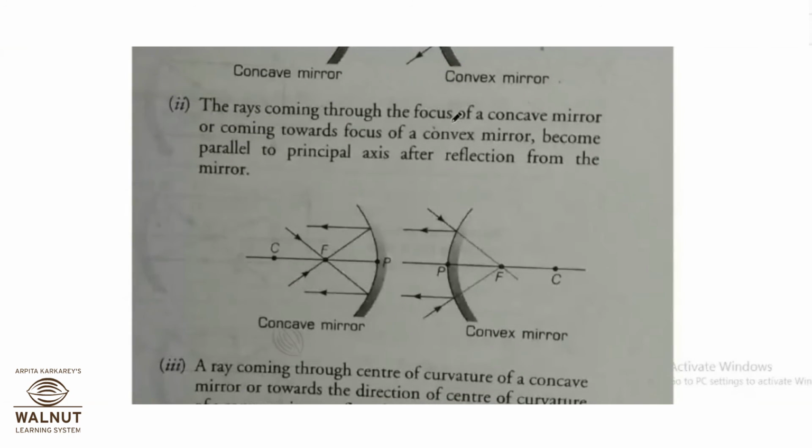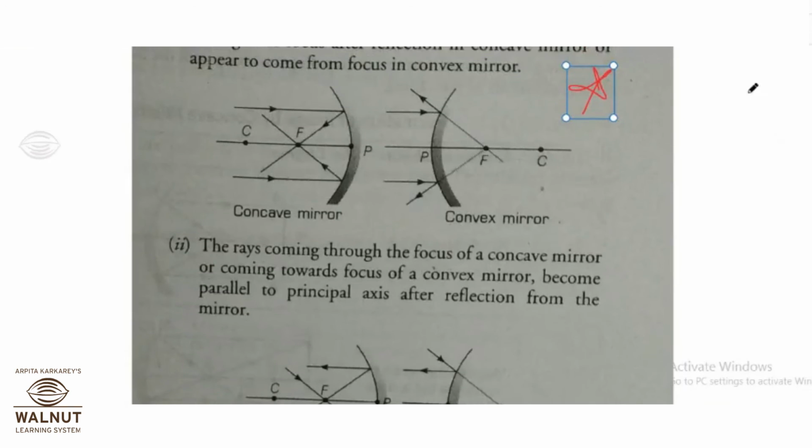The rays coming through the focus of a concave mirror or coming towards the focus of a convex mirror become parallel to the principal axis after reflection from the mirror. So if the rays are going through the focus, in both concave and convex mirror, the reflected rays will always be parallel to the principal axis. These points are analogous to each other, so you can relate them. If the rays are parallel to the principal axis, they will pass through the focus, and if they are passing through the focus, the emerging rays will be parallel to the principal axis.